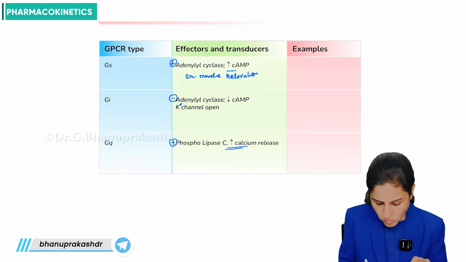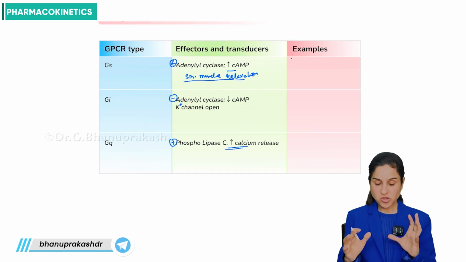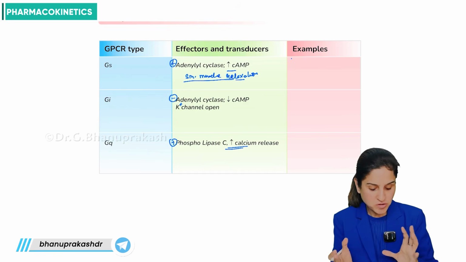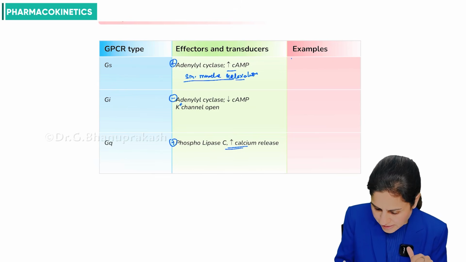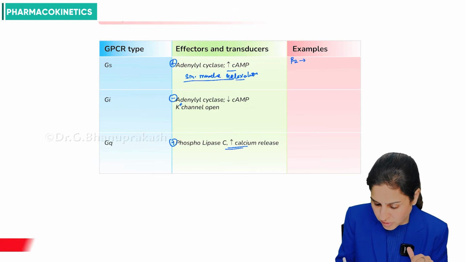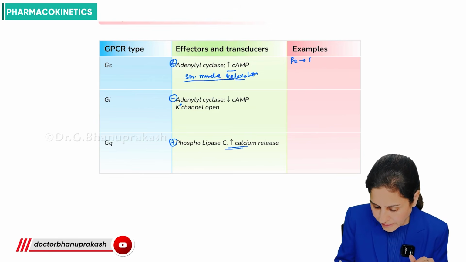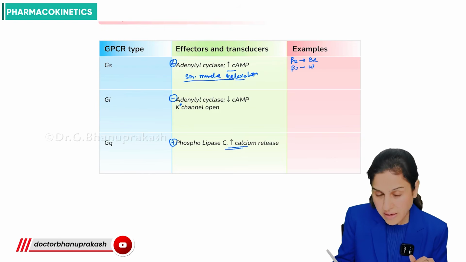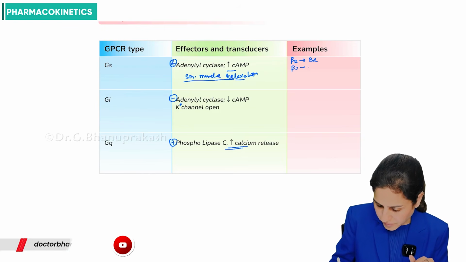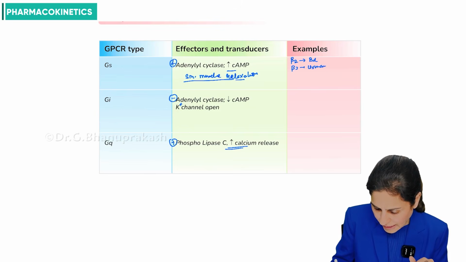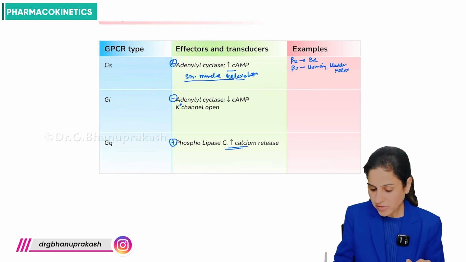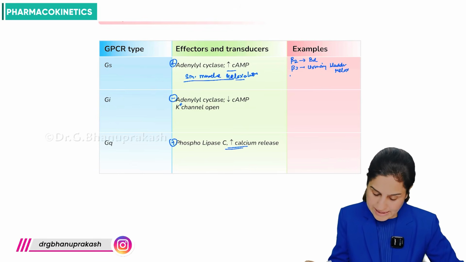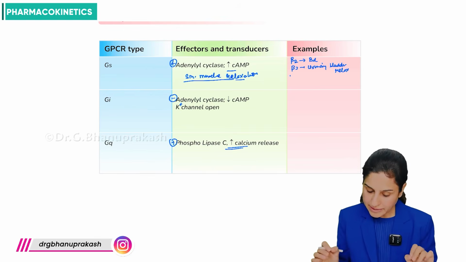Exception is there, but most of it will bring about smooth muscle relaxation. So if you're asked to identify the receptor which is a GS, you just see what is the action on those receptors. So for example, we have a receptor B2, beta 2. Beta 2, what does it cause? It causes bronchodilation. Beta 3, what does it cause? It causes urinary bladder relaxation, right? Detrusor relaxation, not the uterus, urinary bladder relaxation.